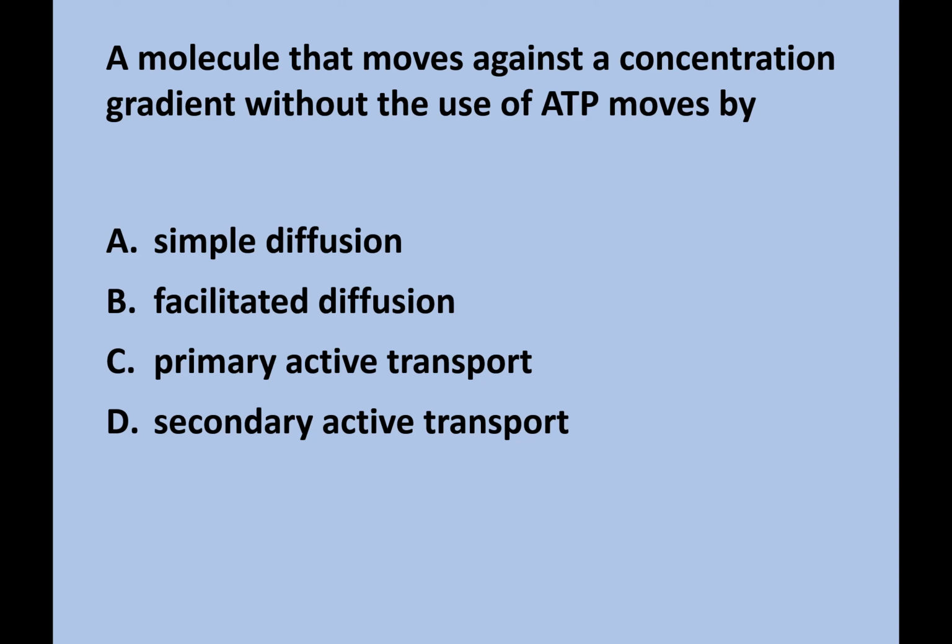A molecule that moves against a concentration gradient without the use of ATP moves by, and hopefully you came up with secondary active transport. So this was how we were moving glucose. Glucose was being moved against its concentration gradient, so low to high, but without ATP. It was using the energy of that sodium concentration gradient. That's secondary active transport.